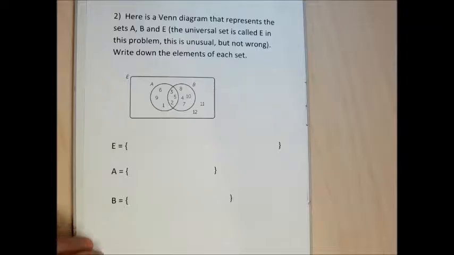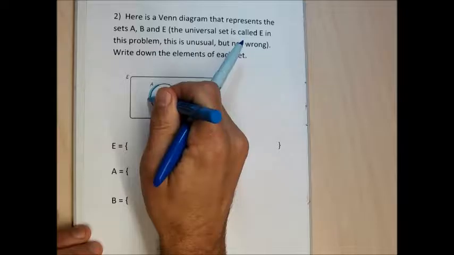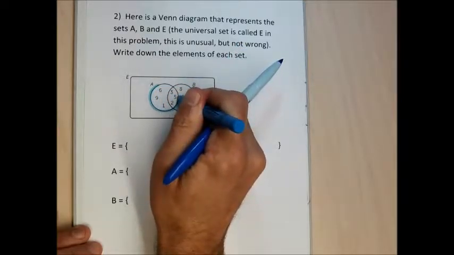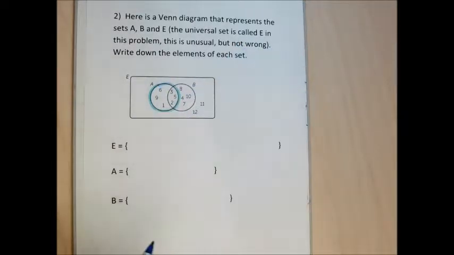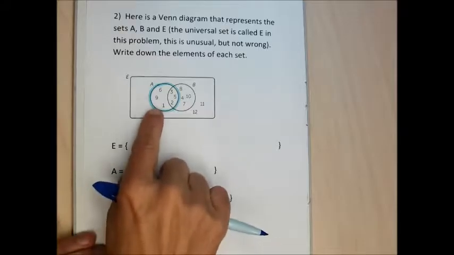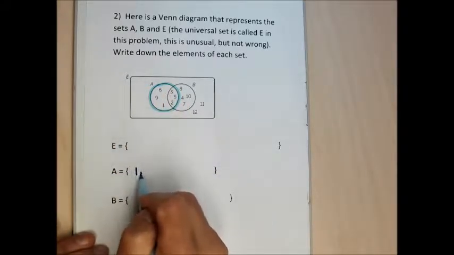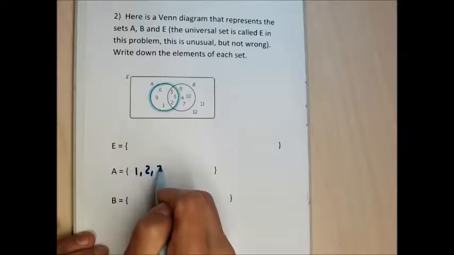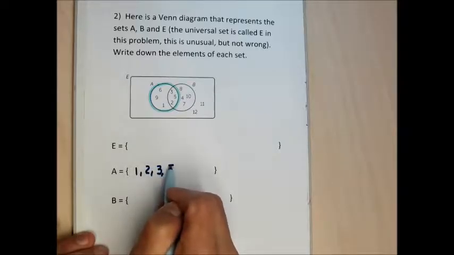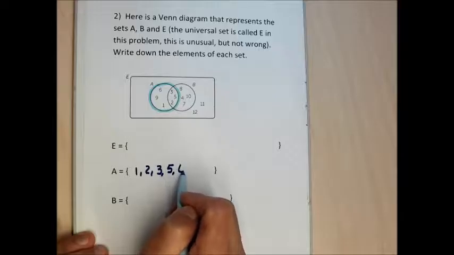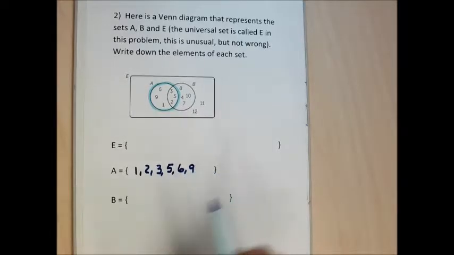But let me try to do this problem real quickly. First, I'm going to list the elements in set A because that's easy for me. The elements in set A are any of the elements inside the A circle. So set A is going to have the numbers 1, 2, 3, 5, 6, and 9. I like to write them in order, but I don't have to, as long as I get all the numbers that are inside the circle that represents set A. That would be a fine representation for set A.